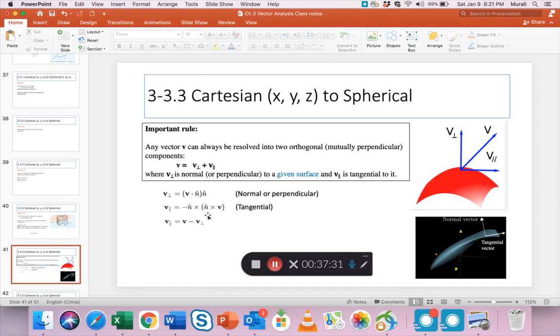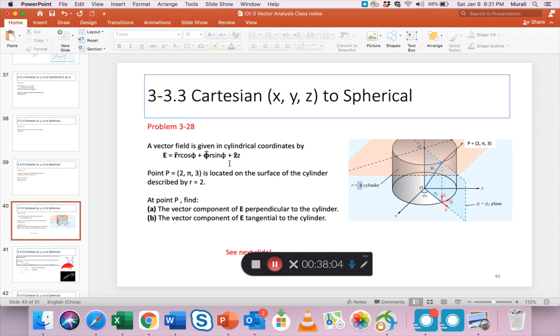Similarly, the tangential one is now given in this way, minus n into this cross product. Or, because the two add together to the original vector, you can also do a simple subtraction to get the other tangential component. Here's another drawing to show, for a given field, what the normal or perpendicular vector is and what a tangential vector is.